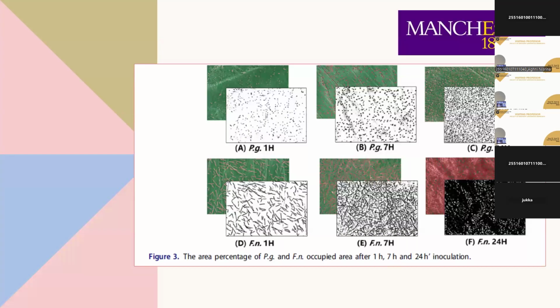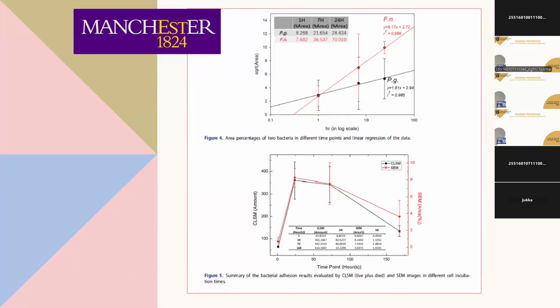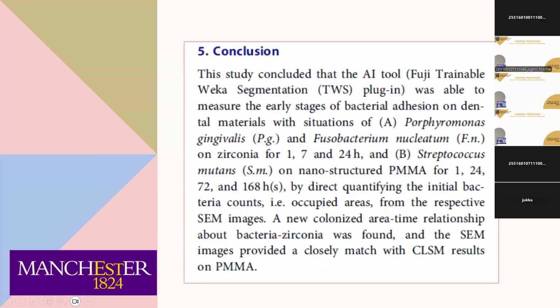Then maybe just to show something about the mathematical methods: area percentages of two bacteria at different time points, and linear regression of the data. And this is for 1, 7, and 24 hours. And below you can still see, as an example, a summary of the bacterial adhesion results by CLSM, both living and non-living bacteria, and the same images at different cell incubation times. So you can take a closer look at the details of these two cases I have here.